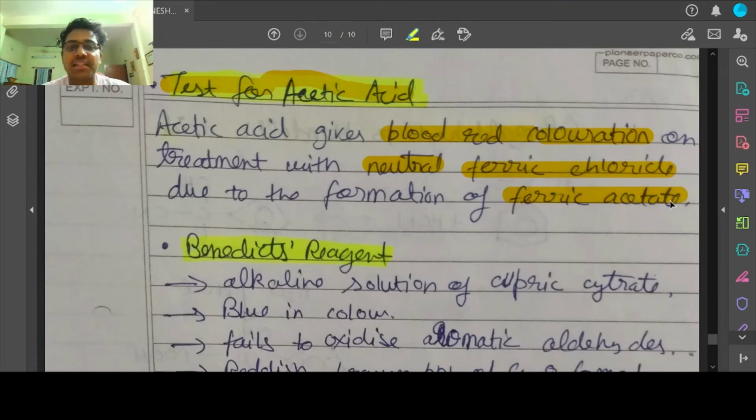So acetic acid gives blood red coloration on treatment with neutral ferric chloride solution due to formation of ferric acetate. The terms neutral and blood red coloration are important. These are the keywords that the examiners look for in your answer script in boards. So neutral ferric chloride and formation of ferric acetate are very important. I hope you are clear with this test for acetic acid. Okay, so let us move on.